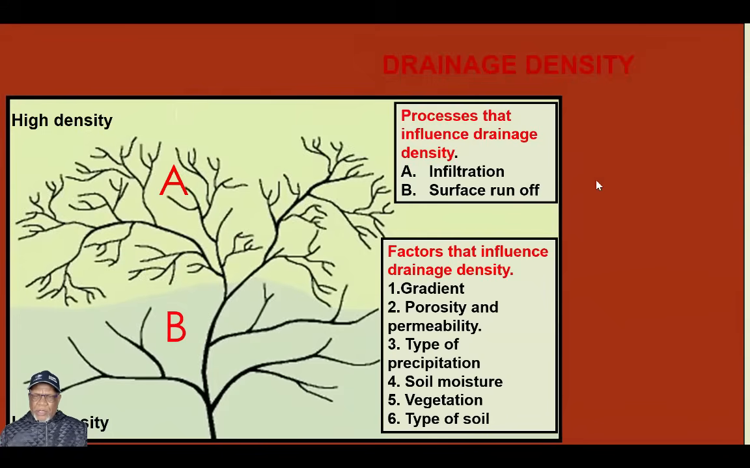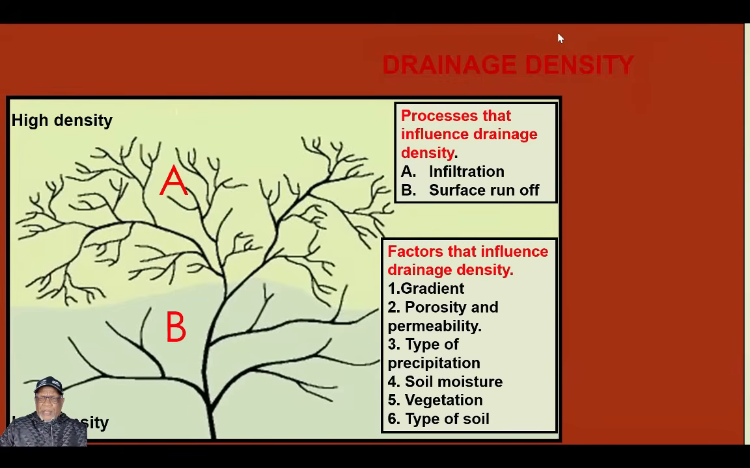So as we are looking at drainage density, we must be able to define the concept of drainage density. Drainage density is the total number of streams of a drainage basin divided by the total area of the drainage basin.